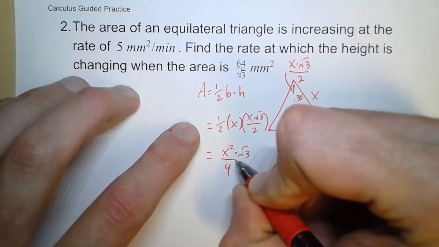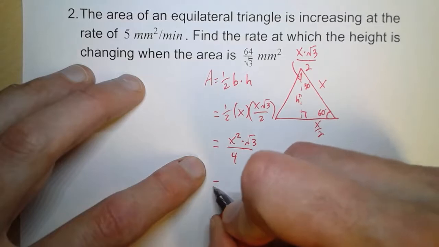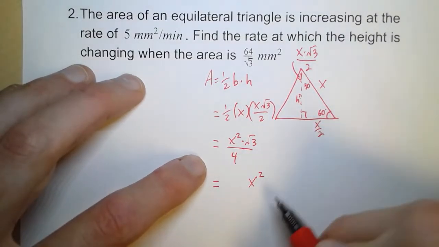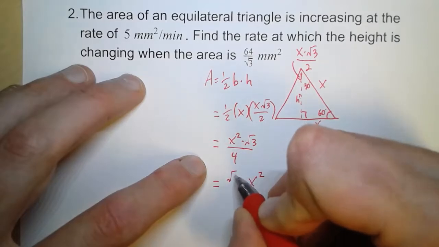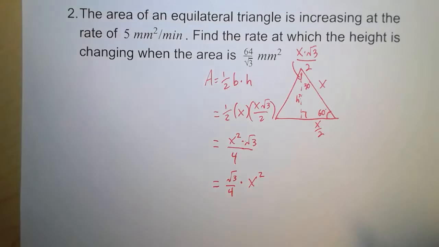Now you will see some people write it this way. What you will also see is some people write it as the x squared separate from all the numbers, so it will be written as square root of 3 over 4 times x squared, like that.